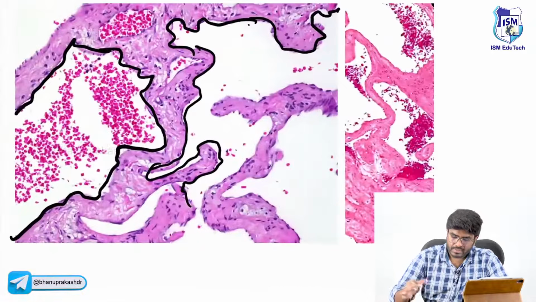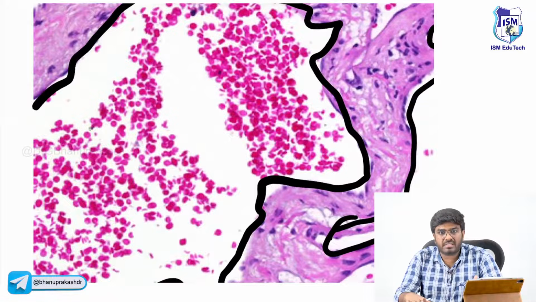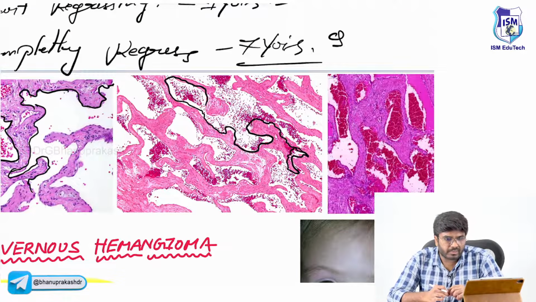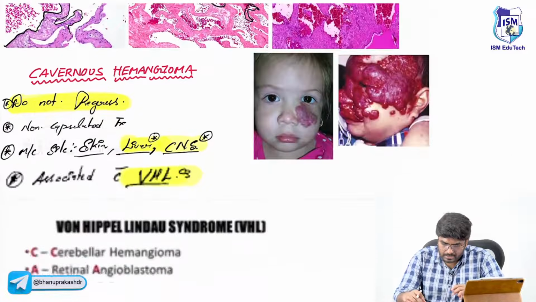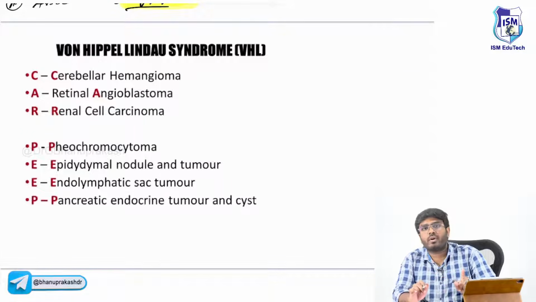How to identify them? See, there is extensive branching of the blood vessels. You can say these are the blood vessels, because very clearly RBCs are seen. So the blood vessels are going to be extensively branched. So they are associated with the von Hippel-Lindau syndrome. Von Hippel-Lindau is very, very important for your exam.